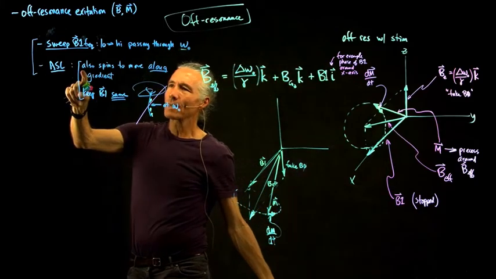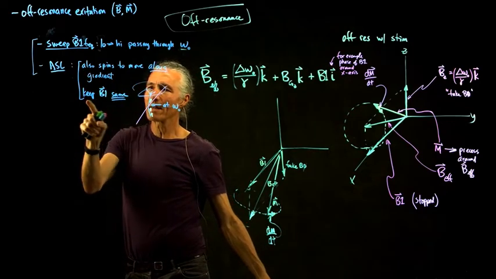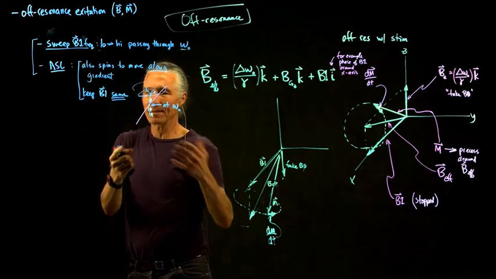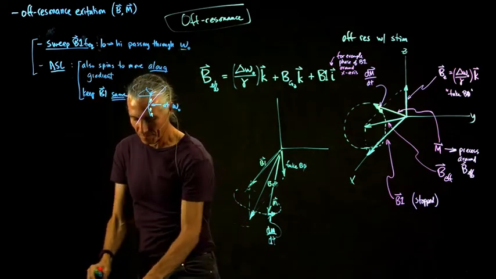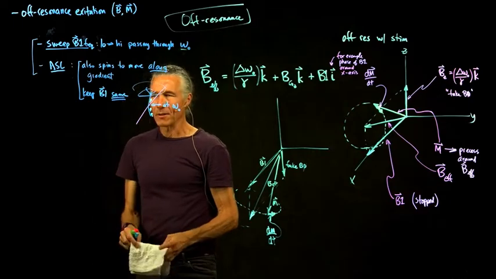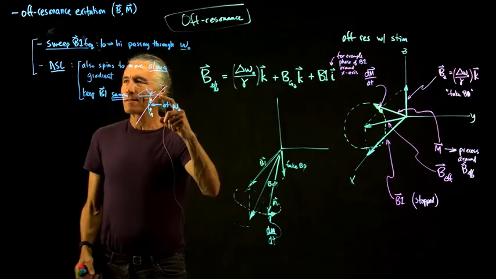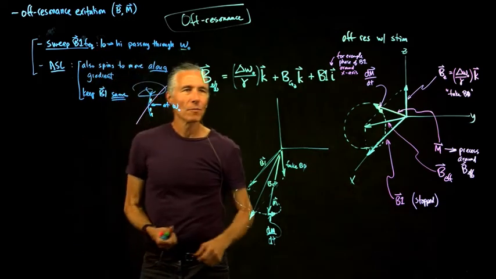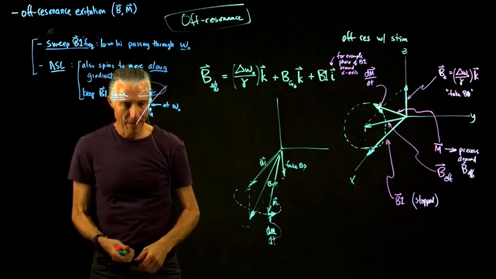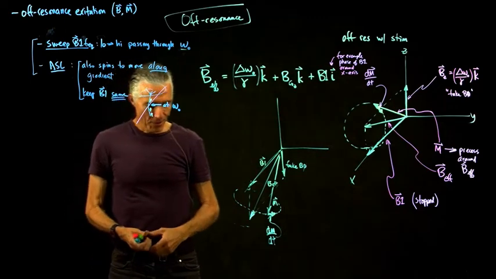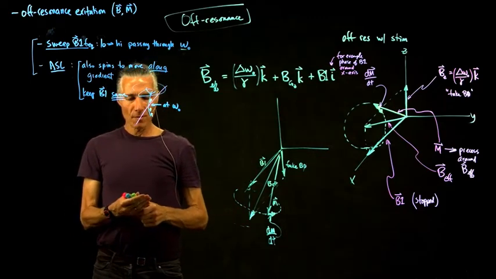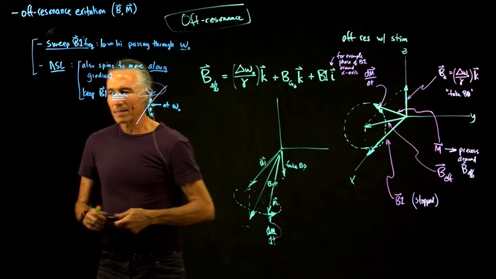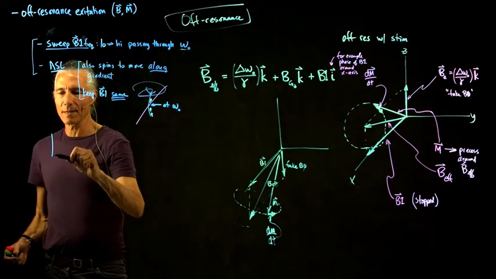So in this case, we allow the spins to move along the gradient, keep the B1 the same, but the end result is exactly the same. You're off resonance, and then you're on resonance, and then you're off resonance on the other side. Same effect here. So what does this look like if we think of it over time? Over time, we start off far off resonance.